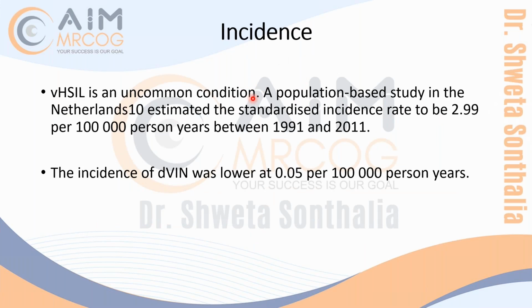If we talk about incidence, the vulval HSIL, which is the HPV associated one, is an uncommon condition. And the study says that it is approximately 2.9 per 100,000 person years between 1991 and 2011. Now, if we talk about the differentiated one, it is even lower. It is 0.05 per 100,000 person years. So definitely the HPV associated one is more common compared to the differentiated one, whose prognosis is poorer.